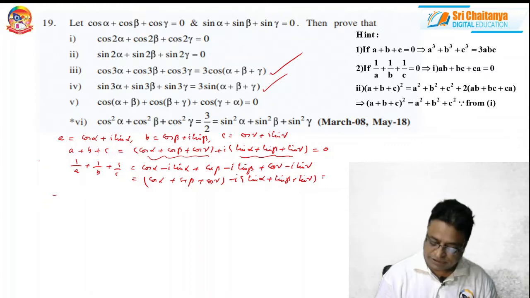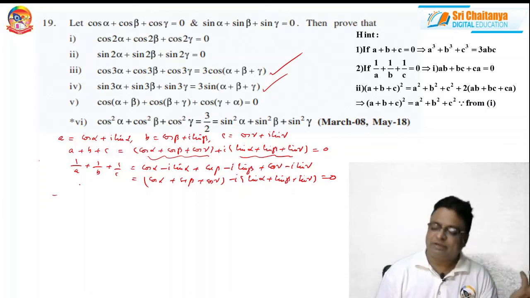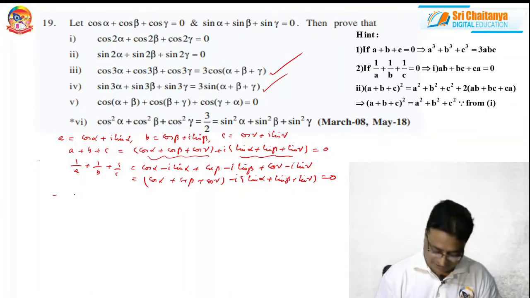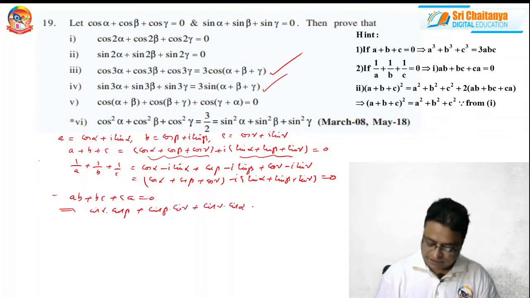Again, this is also equal to 0. So, as per hint number 2, automatically I may get ab plus bc plus ca equal to 0. Whenever it is 0, that is cis alpha into cis beta plus cis beta into cis gamma plus cis gamma into cis alpha equal to 0. What is cis alpha into cis beta? Cis of alpha plus beta, plus cis of beta plus gamma, plus cis of gamma plus alpha, equal to 0.